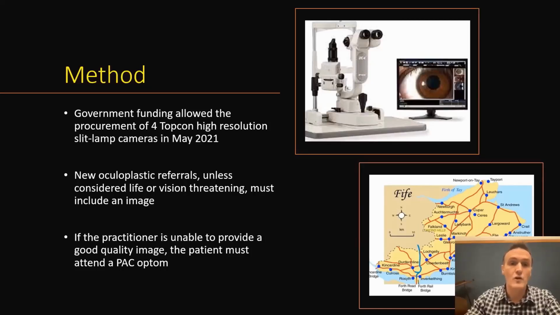All new oculoplastic referrals, unless considered life or vision threatening, must include an image. So anything which might be regarded as maybe a basal cell carcinoma or a melanoma would get seen immediately. Everything else otherwise would need to have an image attached. And if the practitioner was unable to provide a good quality image, the patient must attend something called a PAC optometrist, which is a term created for plastics in the community.